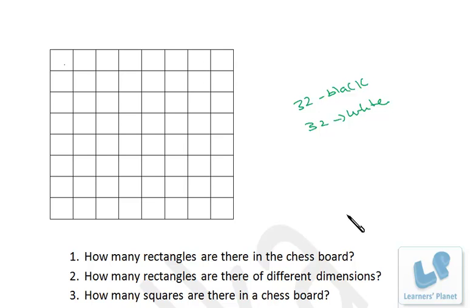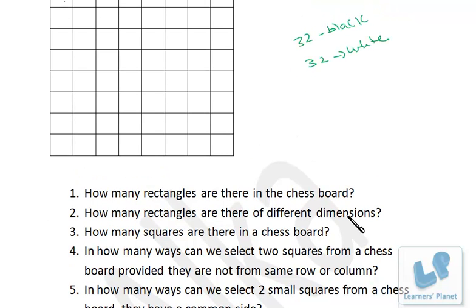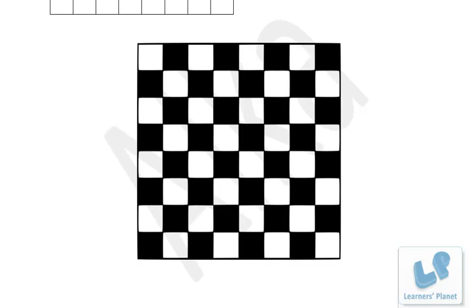Now I have a list of the questions which are generally framed on a chessboard. So let's discuss these basic questions that you can see over here. 32 white squares, 32 black squares, alternate white black white black. In a single row or column, there are 4 black and 4 white squares.